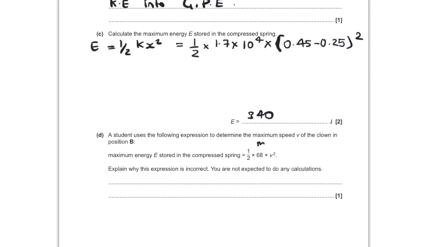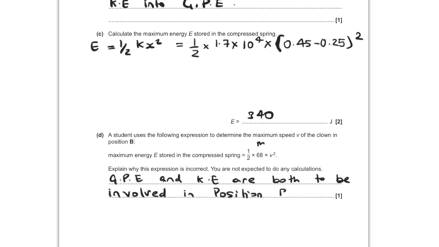Okie doke. So, first of all, they haven't thought about the gravitational potential energy. So the mistake that they've made is that they have not thought about the gravitational potential energy gained along with the kinetic energy. So that's what I'm going to write down. So GPE and kinetic energy are both to be involved in position B. There we go. Right, so let's move on to our next question.